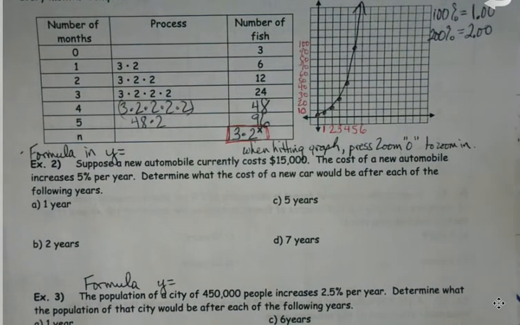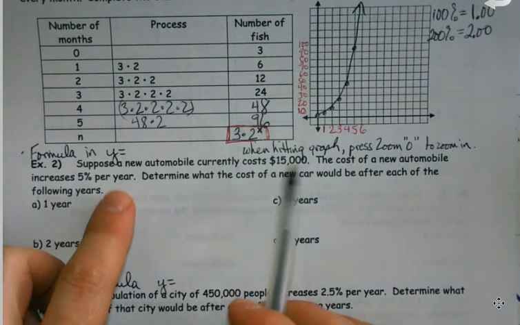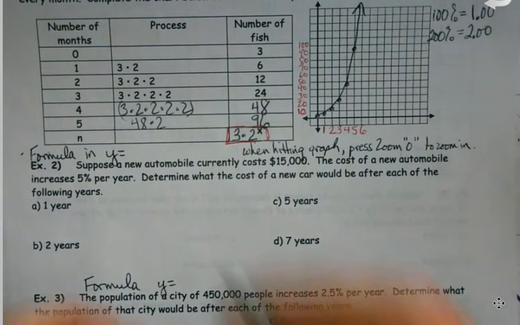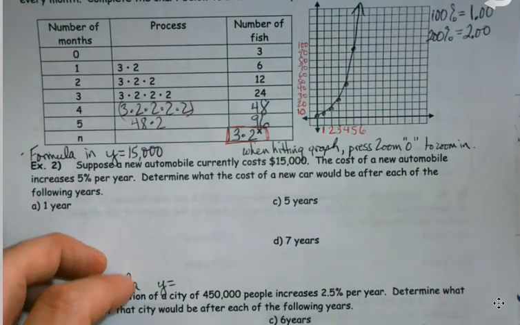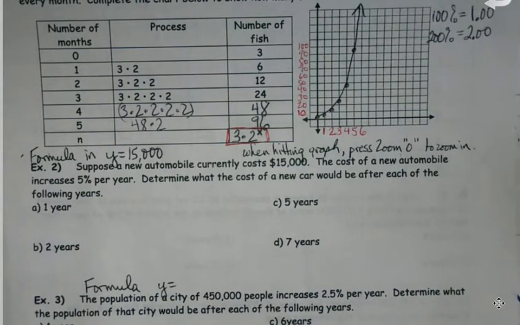So, this next one, because we want to use this a times b to the x stuff that we've got working here. So then the next part says, suppose a new automobile currently costs $15,000. Okay, $15,000 is my starting amount. So I got y equals 15,000. The cost of a new automobile increases 5% each year.